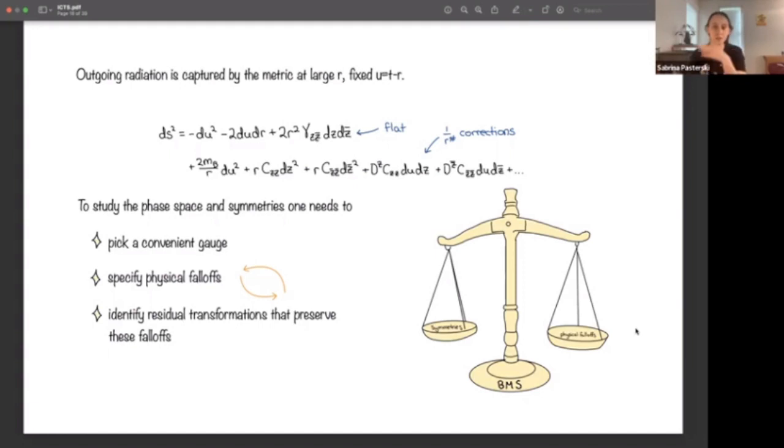But again, there are things you can learn in the meantime, which maybe will help with how to handle collinear limits at loop order and things like that.